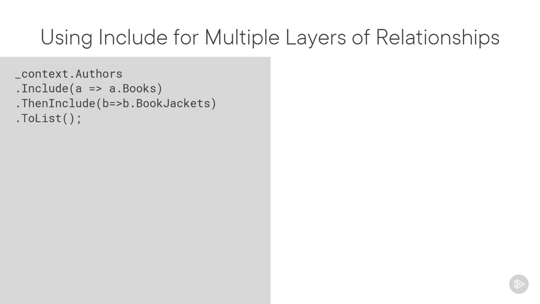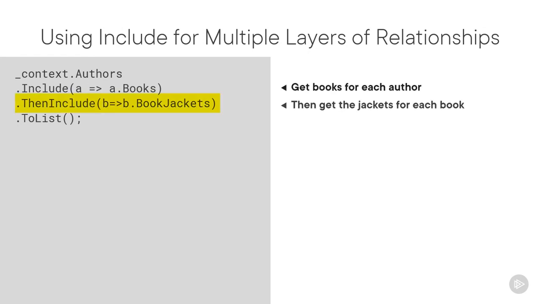You can have multiple levels of includes. For example, if we were tracking the book jacket designs for each book, in my query for the authors, not only can I include the books, but I can drill even further using EF Core's ThenInclude method to drill into the books and pull back all of the book jacket objects for the books. So I'm saying get the authors, include the books, then include the book jackets for the books.